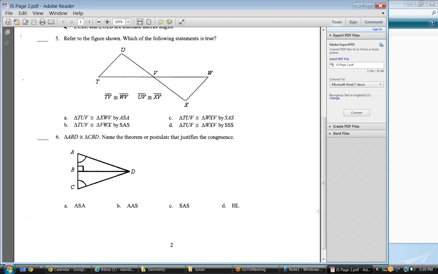Which of the statements is true? Side angle side? Very good. That side, that angle, that side. Yeah.